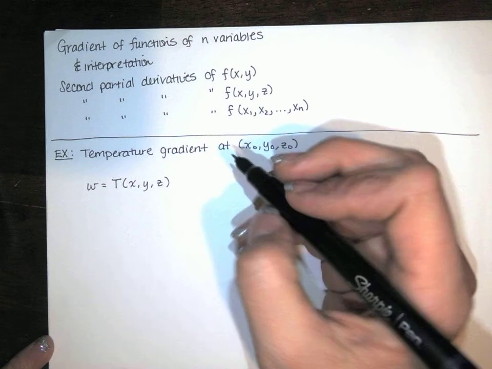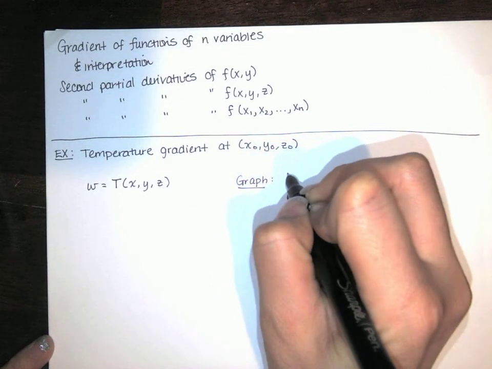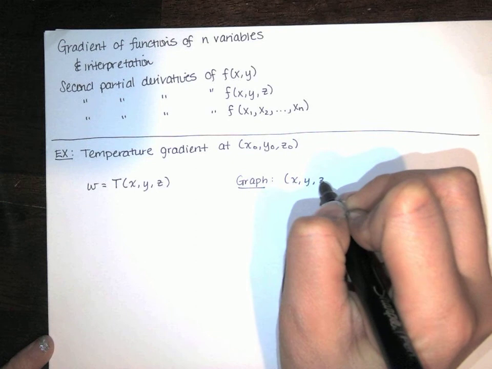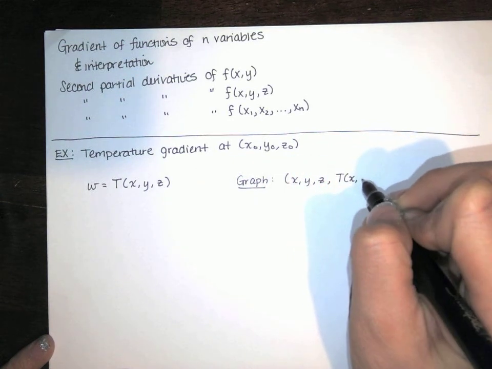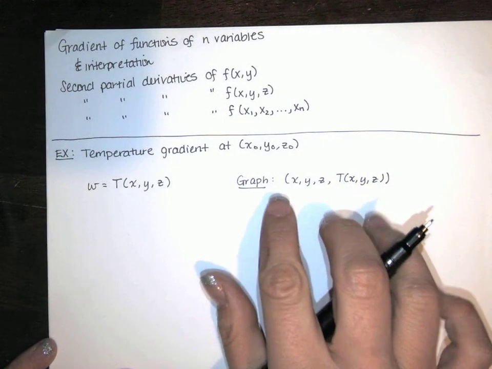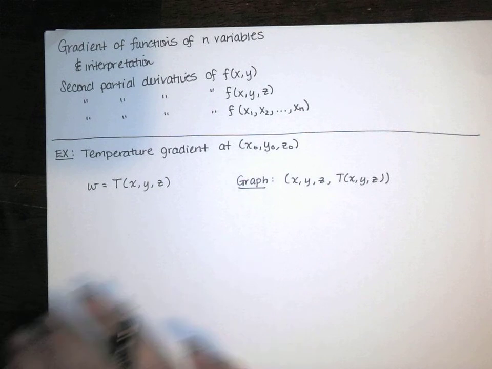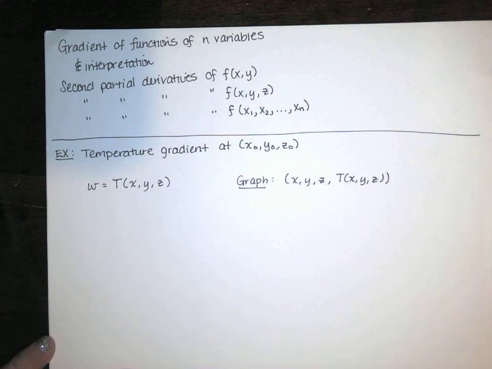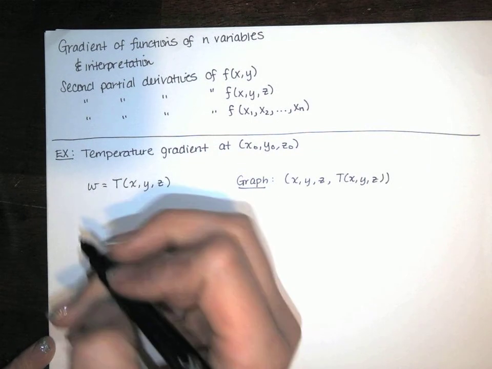The graph would consist of points X, Y, and Z, and then the W that goes with each of those X, Y's, and Z's, so T of X, Y, and Z. So we've got four coordinates, so I can't really graph this. But I think that we all can wrap our minds around the idea of a temperature gradient. So I can take the gradient of this function.